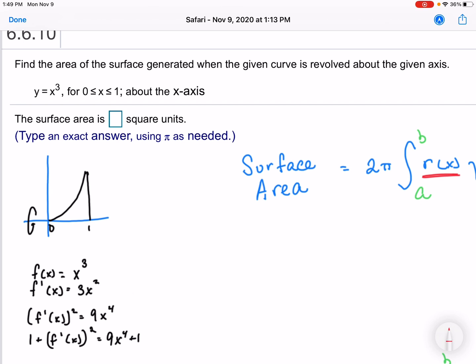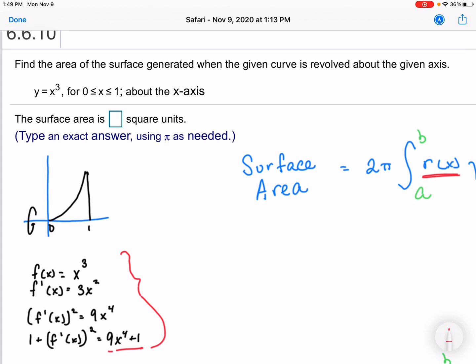Looking at our function, we have written down here in the bottom left, f of x is x cubed, so f prime of x is 3x squared. Squaring f prime of x and adding 1, we get 1 plus f prime of x squared is 9x to the 4th plus 1.